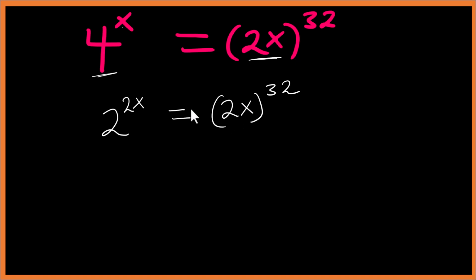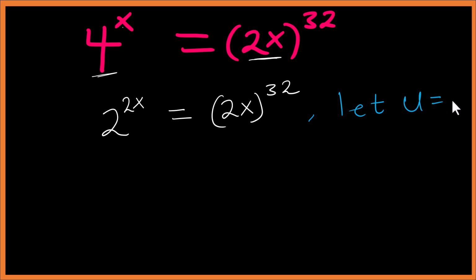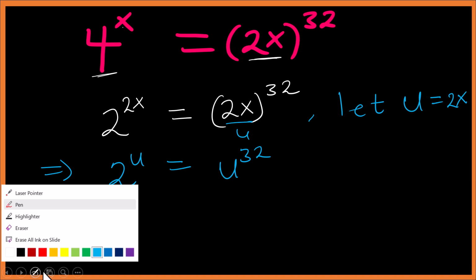Okay, the 2x here is making the question complicated, so let's take it out. Let u be 2x. So in going back, where you see 2x, you put u there. That will be 2 exponent u equals to, so we have u here, u to the power 32. As simple as that.